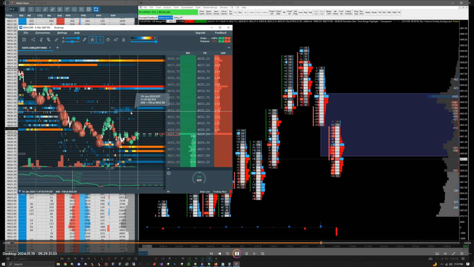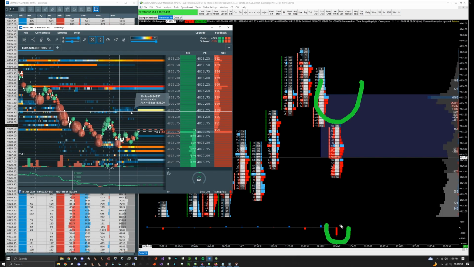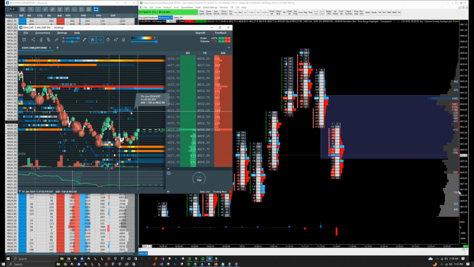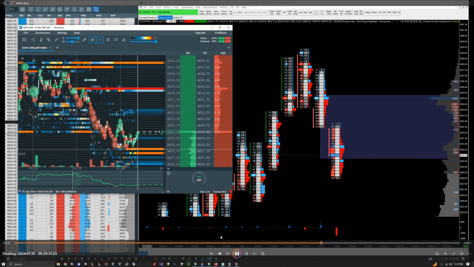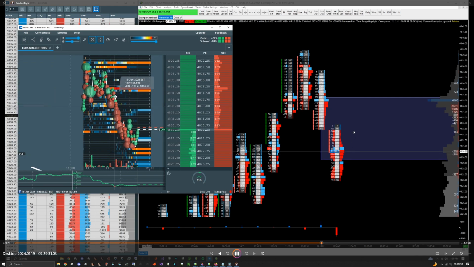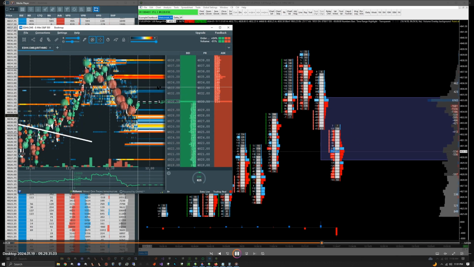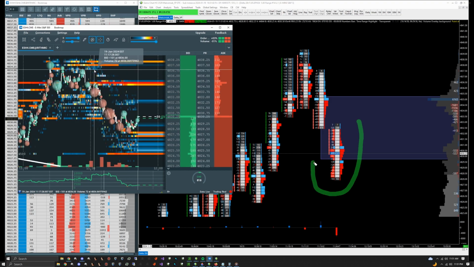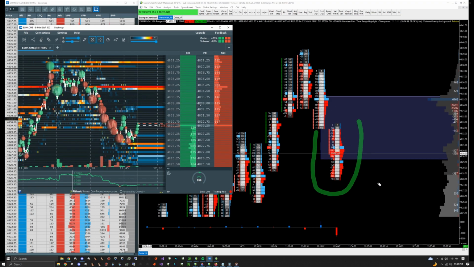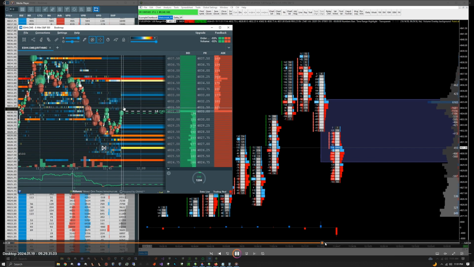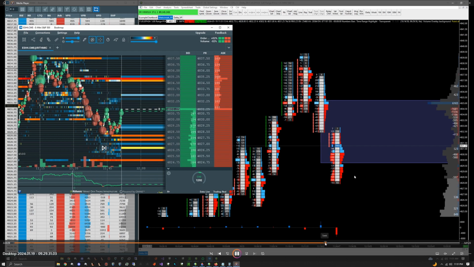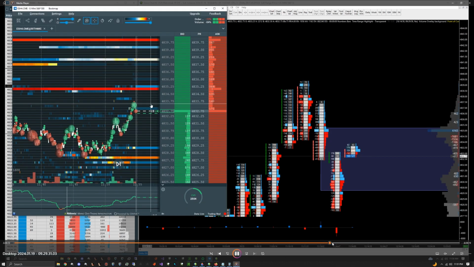Look at the cumulative delta right here. We should be selling off with all of this pressure, and we're not. So something here is extremely, extremely wrong. Look at all this red, and we're going nowhere. Once again, to print it in your brain, look at this. We're going nowhere. He's sucking everything up. We're in this range for a good 20 minutes. He's accumulating everything.